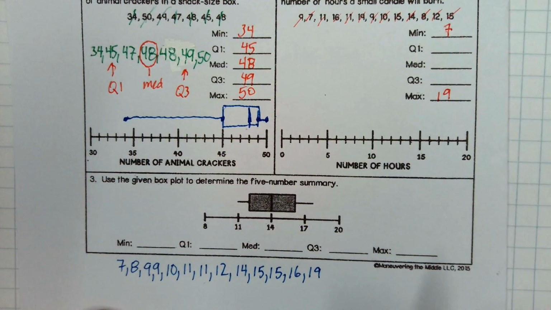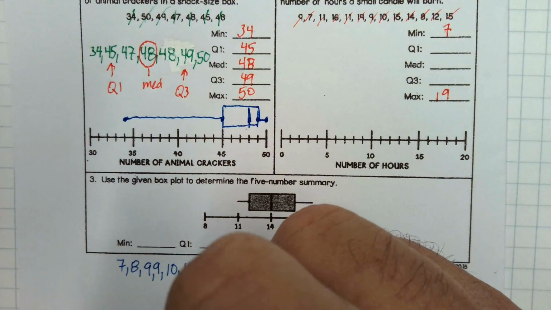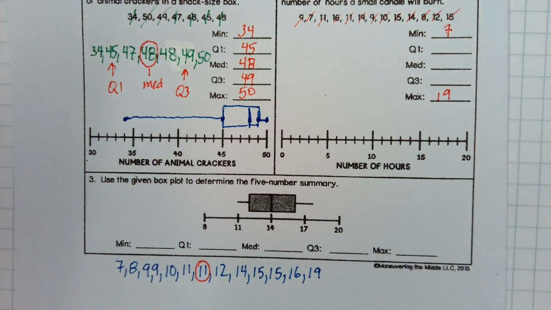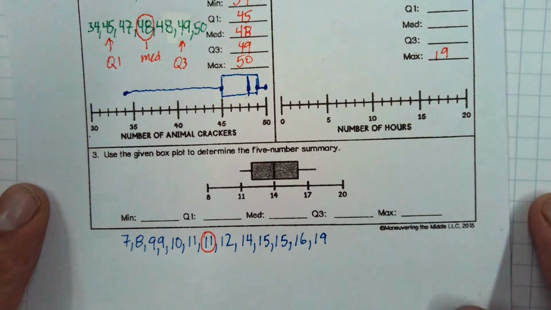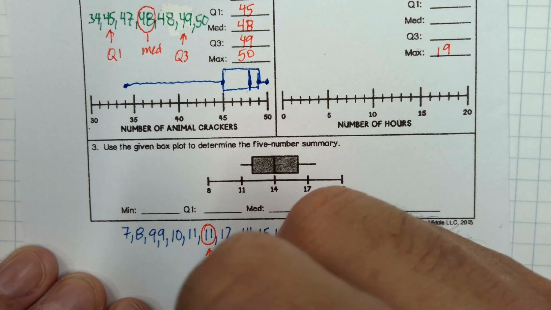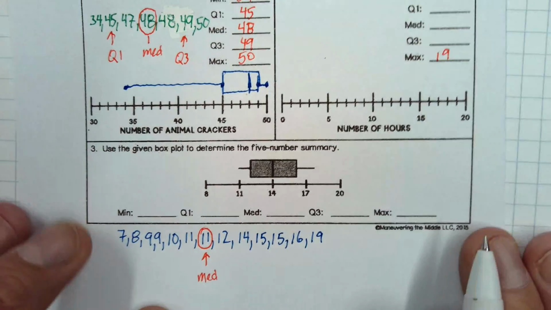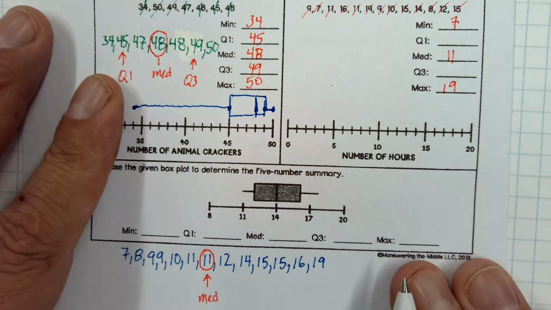Okay. Now let's see. The median. Since I got 13 numbers, that would make the 7th number the middle. 1, 2, 3, 4, 5, 6, 7. Yeah. 7, 11. Okay. So this number here is the median. 11. So let's write it down for our median. It's 11.